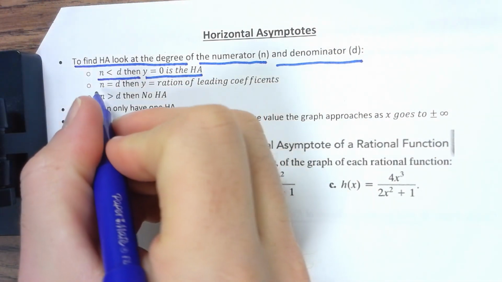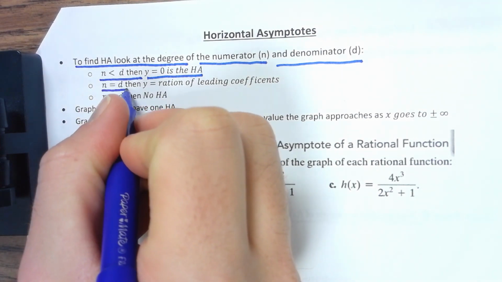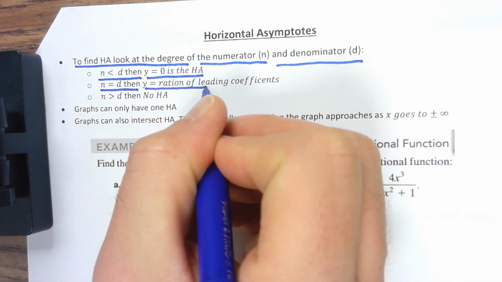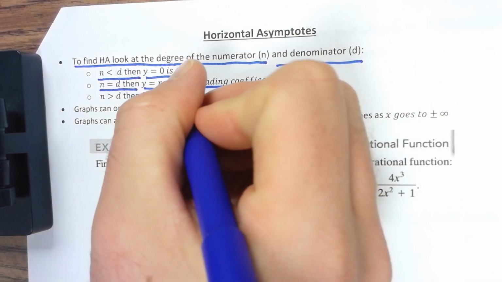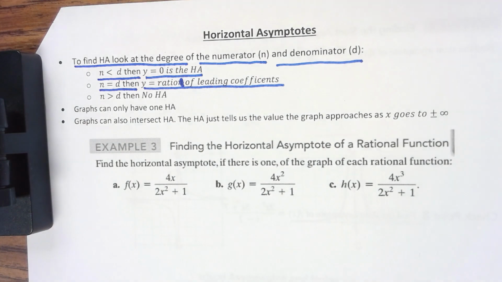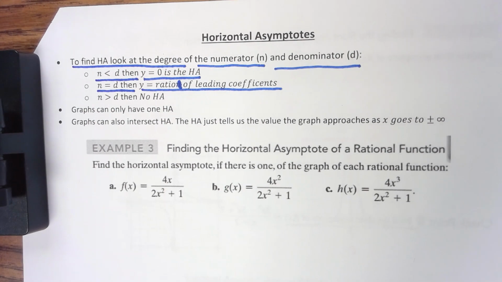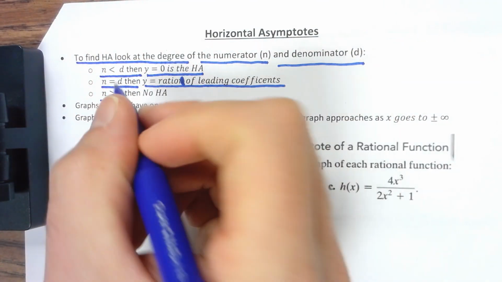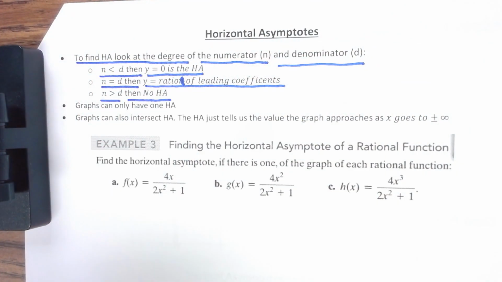Right, then if the degree of the numerator is equal to the degree of the denominator, then the horizontal asymptote is at y equals whatever the ratio, and I should say ratio, not ration, ratio of the leading coefficients. Again, that's when the degrees are the same for both the numerator and denominator. And then the last option is when the degree of the numerator is greater than the denominator, in which case there is no horizontal asymptote.